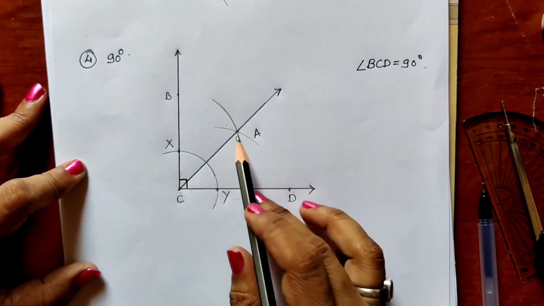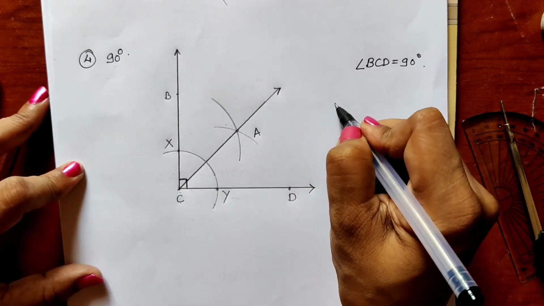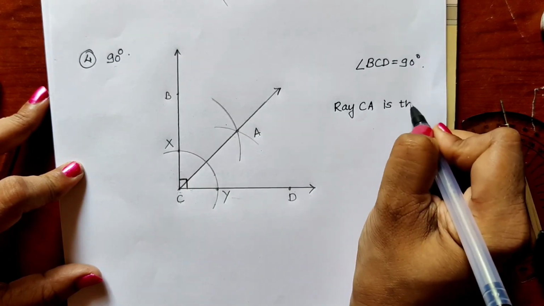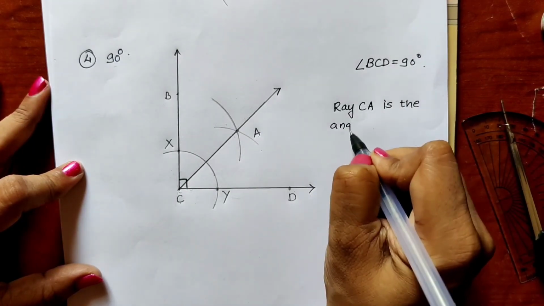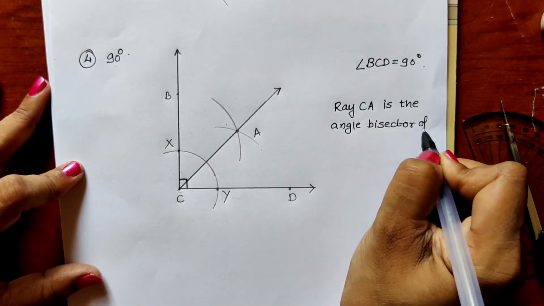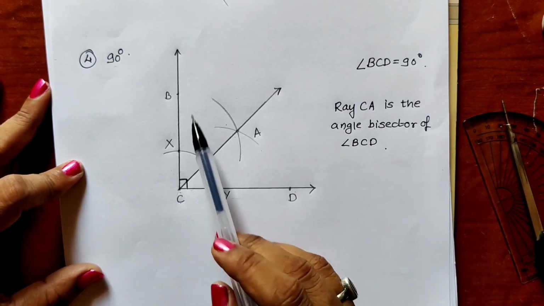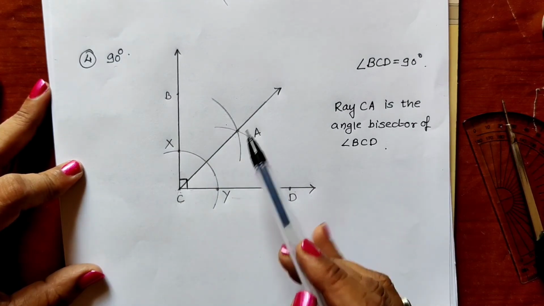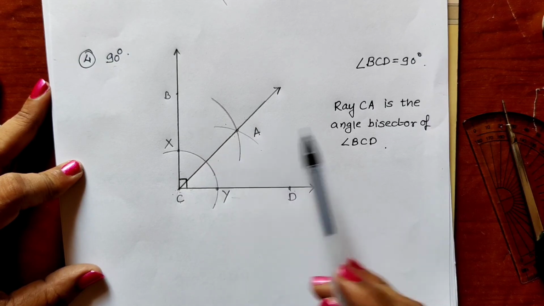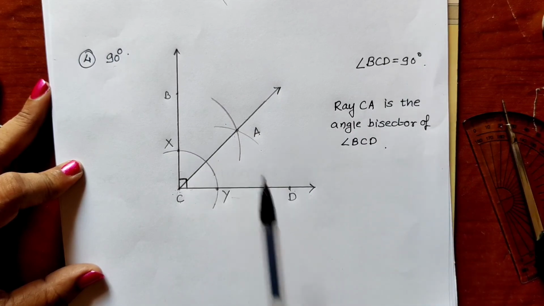In this way, CA will be the bisector of angle BCD. So here I write: ray CA is the angle bisector of angle BCD. And if you measure these two angles, angle BCA and angle DCA, these two angles will be of equal measures. They will be half of this 90 degrees. Half of 90 degrees means 45 degrees.